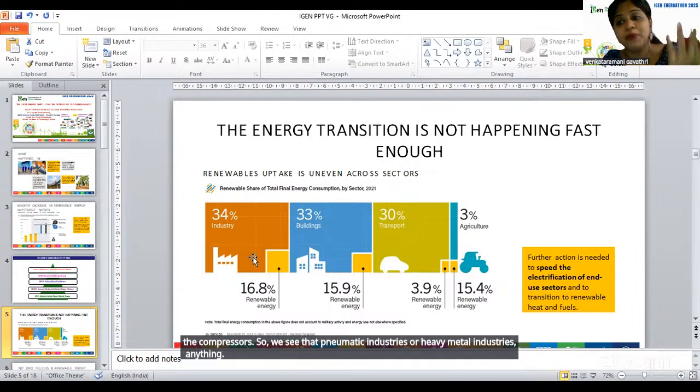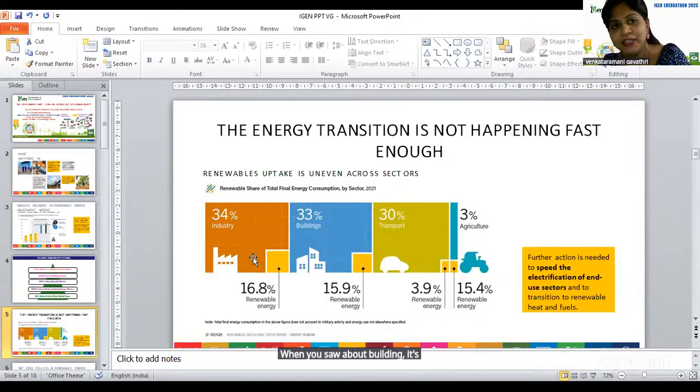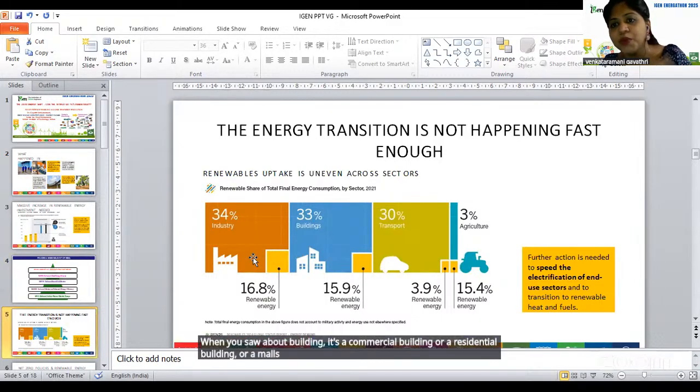When you look at buildings, be it a commercial building or a residential building or malls or theaters, everywhere now people have started installing solar photovoltaic systems. So like industry, building, transportation, everywhere the penetration of renewables has come. But the challenge is how you're going to manage that penetration.